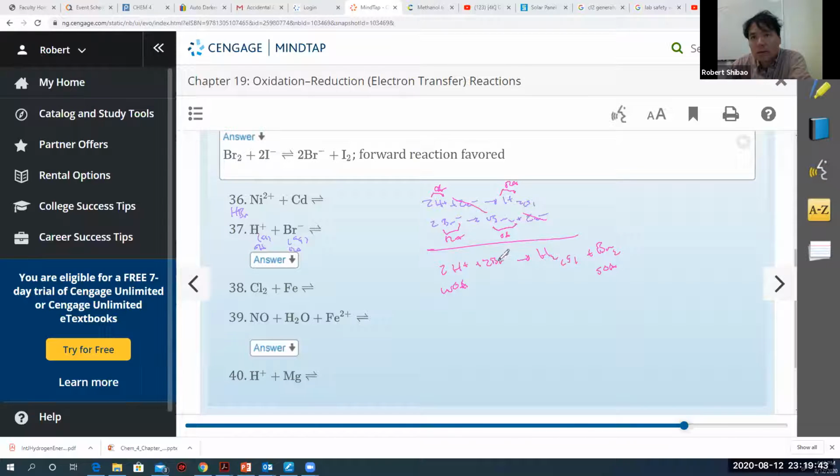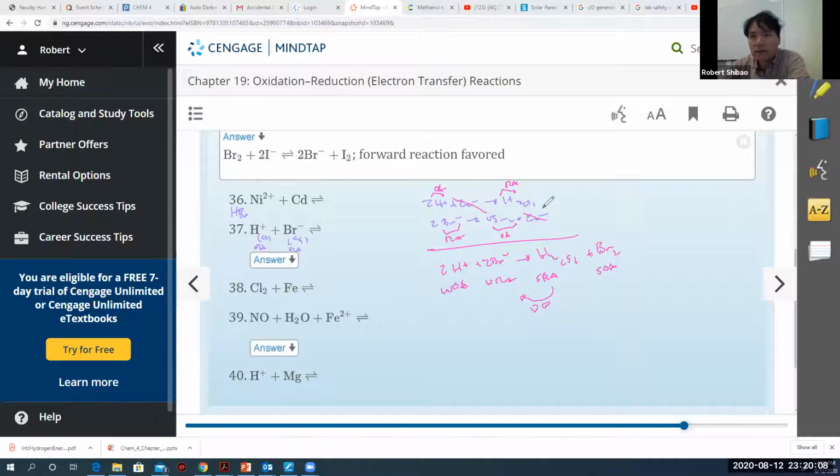And the same thing goes with the reducers. Bromide is a weaker reducer. Hydrogen is a stronger reducer. And so the driving force is the reverse here. If the driving force were forward, then hydrobromic acid would not be stable. It would react. And so this is the most probable redox reaction.